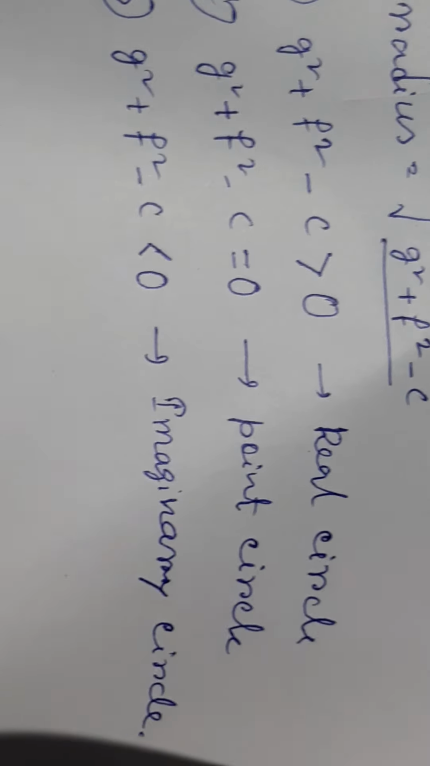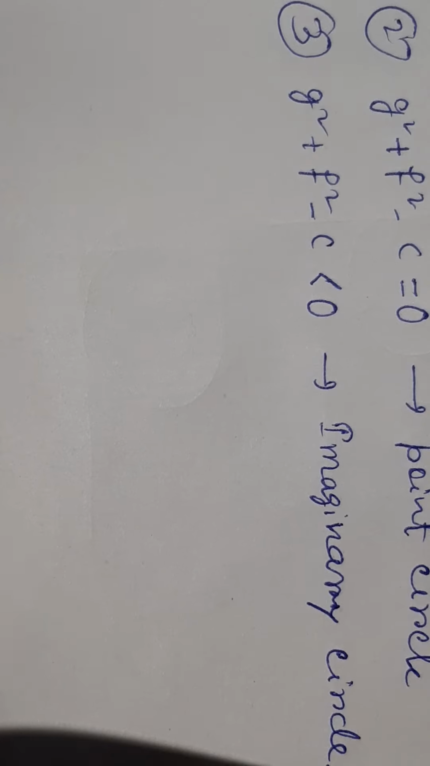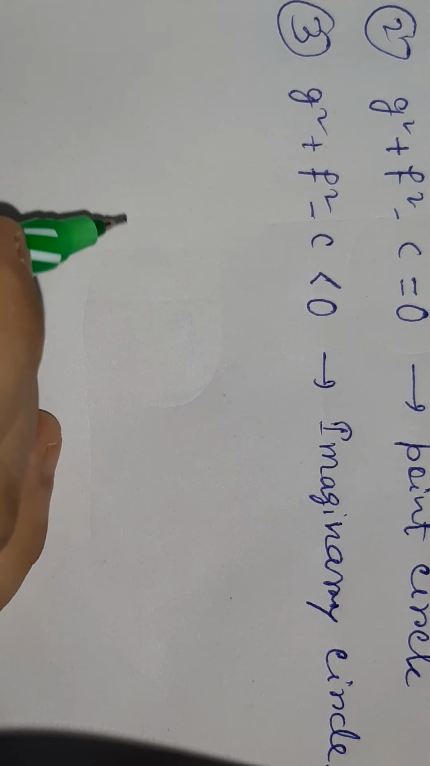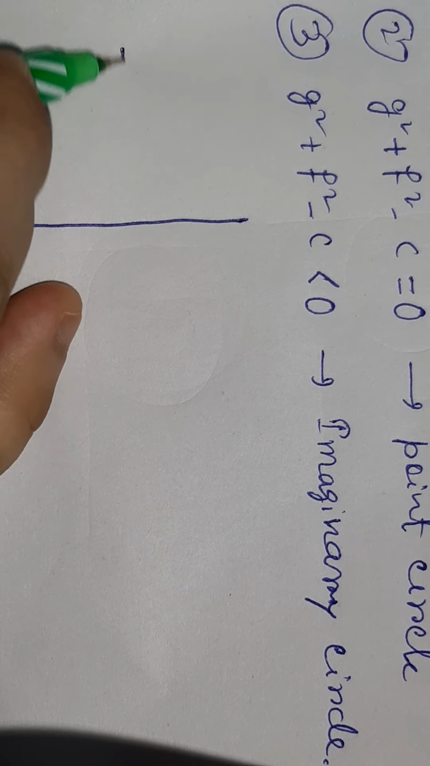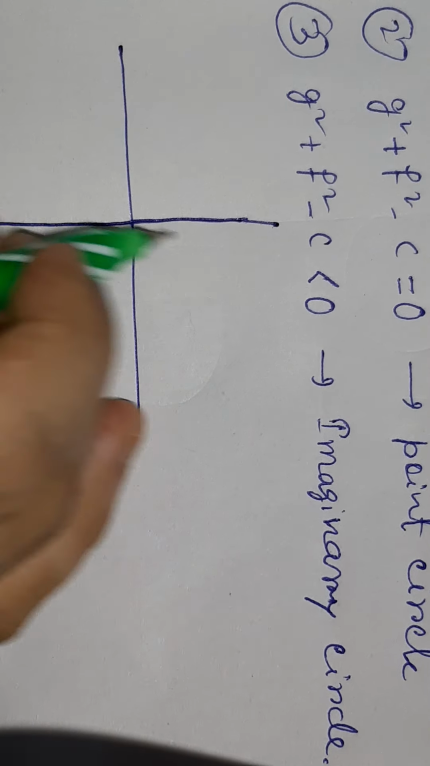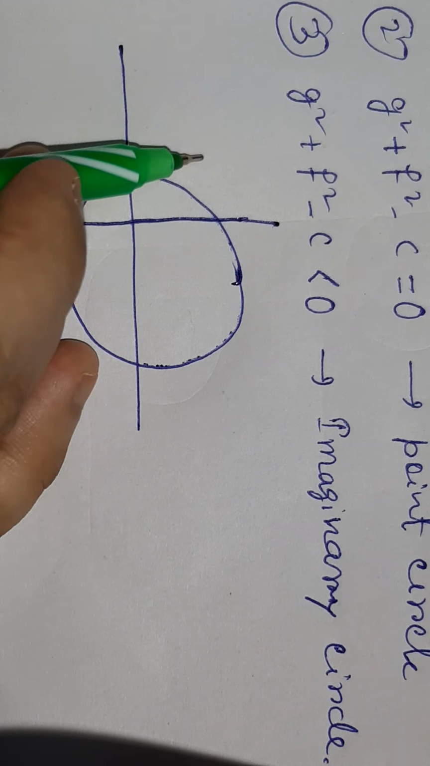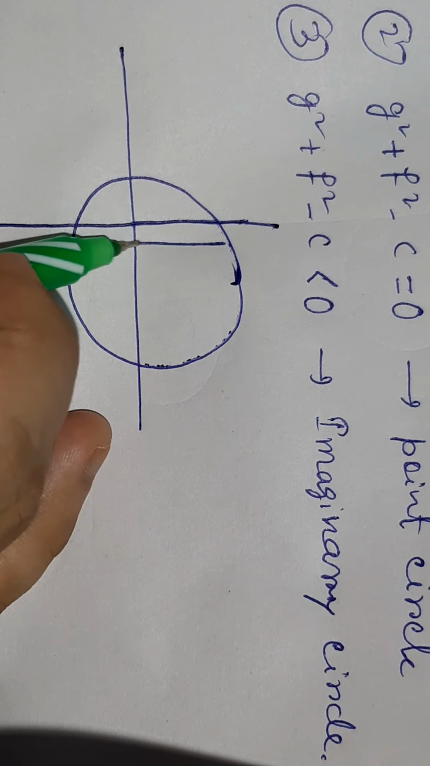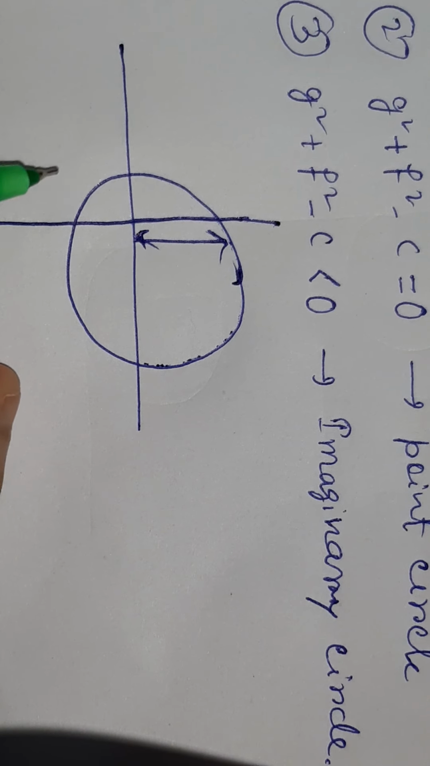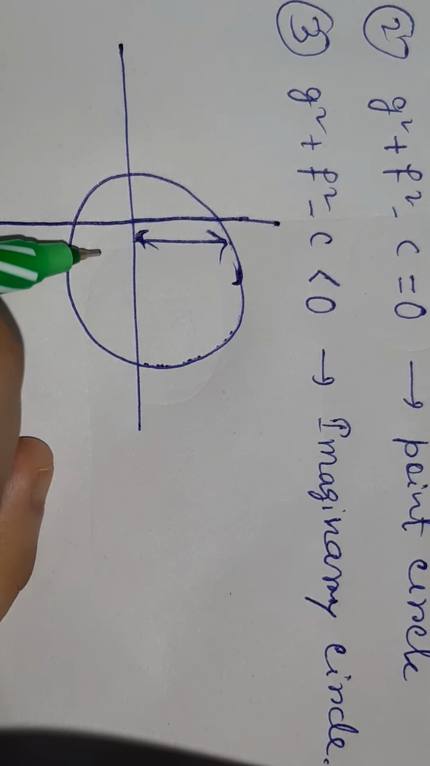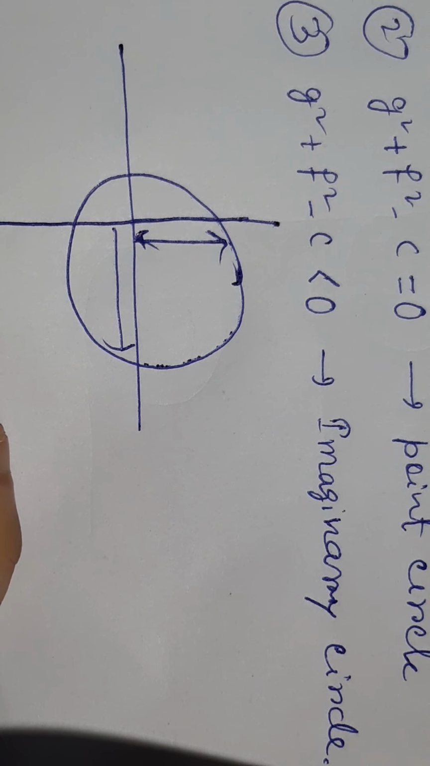So what is the intercept on the x and y axis made by the circle of this equation? If we plot this circle in the xy plane, we can get the graph of the circle something like that. Then what is the length of this, and what is the intercept of this?